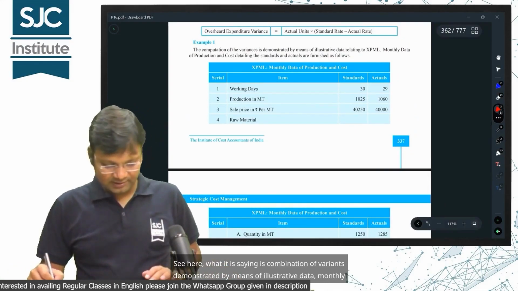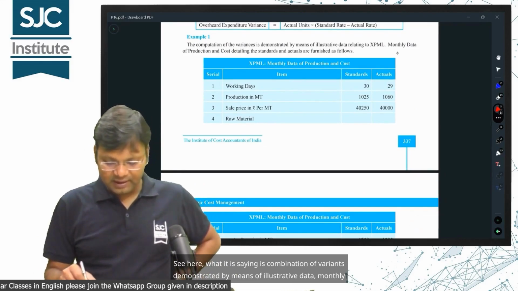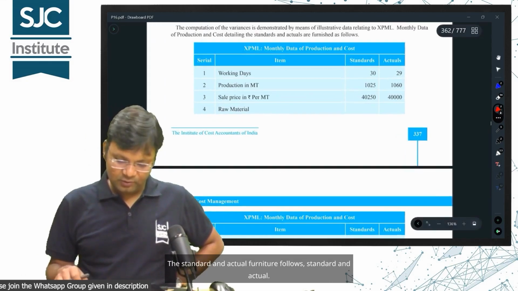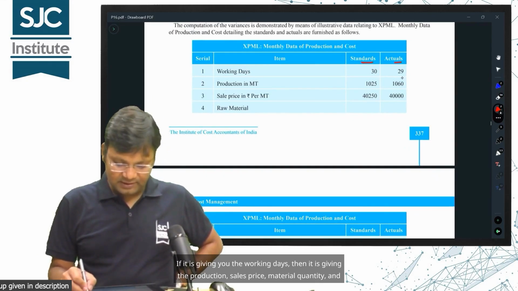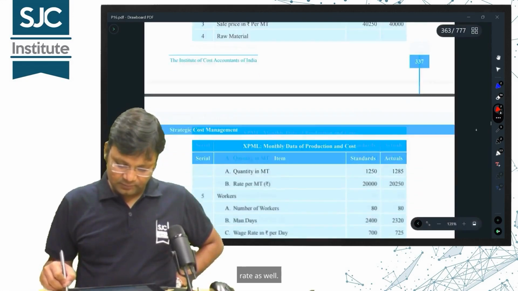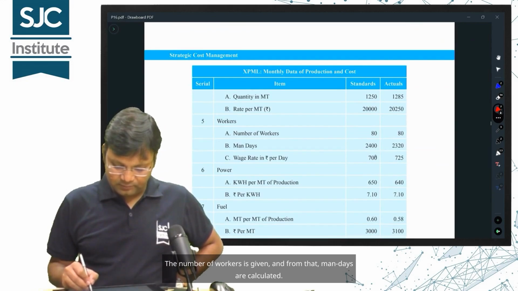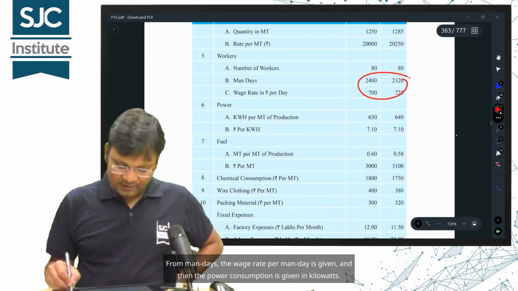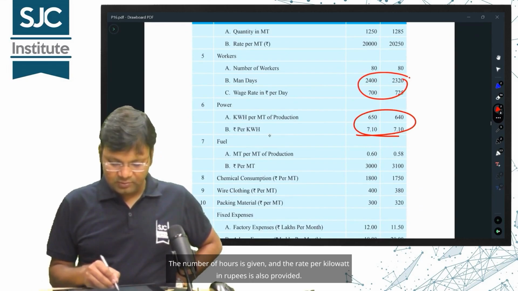See here, what it is saying is combination of variance demonstrated by means of illustrative data, monthly data of production and cost detailing. The standard and actual figures follow. It is giving the working days, then the production, sales price, material quantity and rate as well. The number of workers is given and from that, man days are calculated. From man days, the wage rate per man day is given and then the power consumption is given in kilowatts. The number of hours is given and the rate per kilowatt in rupees is also provided.